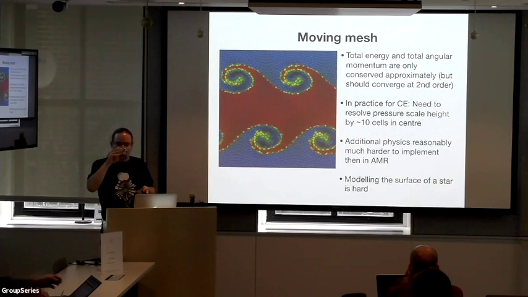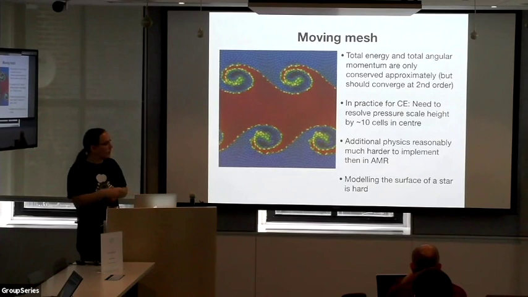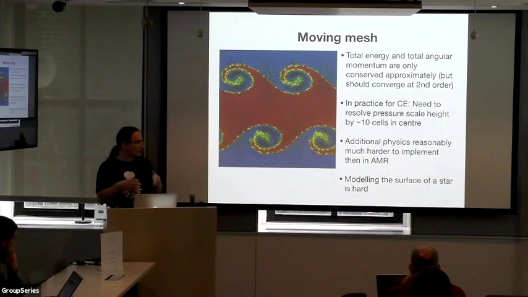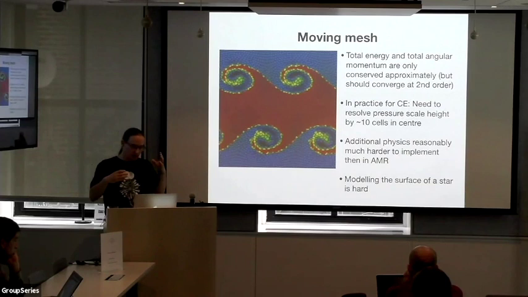In general, the moving mesh is kind of in between the AMR codes and the Lagrangian codes. In some properties it's close to the Lagrangian codes, but from a discretization point of view, the hydro scheme is much closer to the AMR codes.